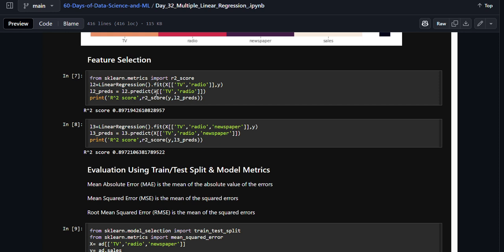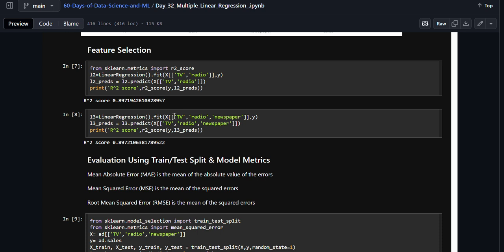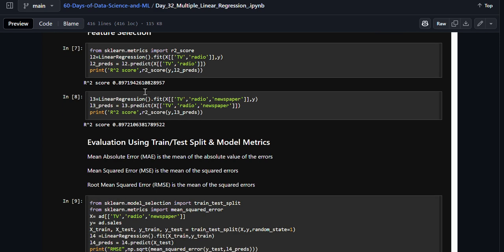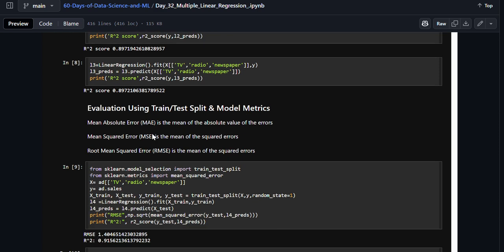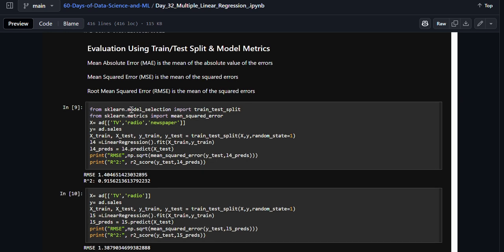Have a heat map, do feature selection, import R squared, have lm2 as linear regression fit for TV and radio. lm2 predictions uses the X value with TV and radio, and then print the R squared score. Then we have another linear regression with TV, radio, and newspaper, 3 variables, so it's more multi-linear regression. Have a prediction on those 3 variables and print the R squared score, and they're pretty much the same, so not much difference. Evaluation using train, test, split, and model metrics. We have mean absolute error, the mean of the absolute value of the errors, mean squared error, the mean of the squared errors, root mean squared error, the square root of the mean of the squares.